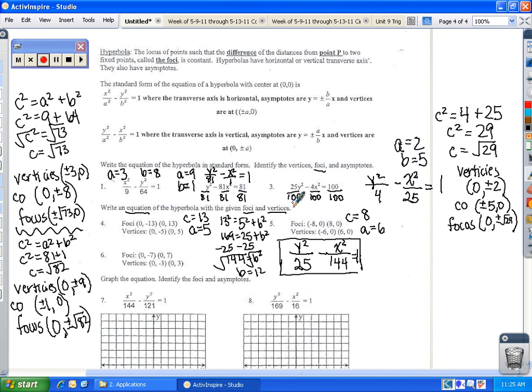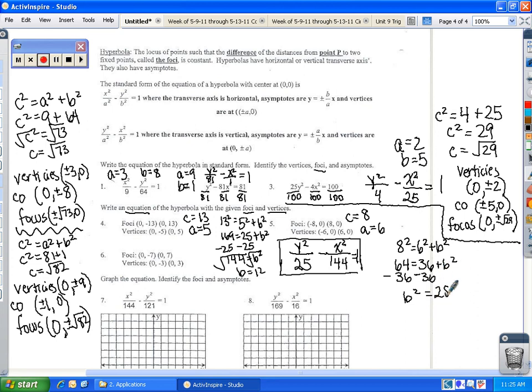So now I have to plug into C squared equals A squared plus B squared. So 8 squared equals 6 squared plus B squared. So 64 equals 36 plus B squared. Subtract 36 from both sides, and B squared equals 28, and then the square root of both sides is B equals root 28.